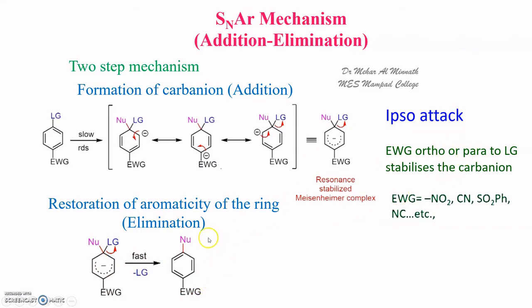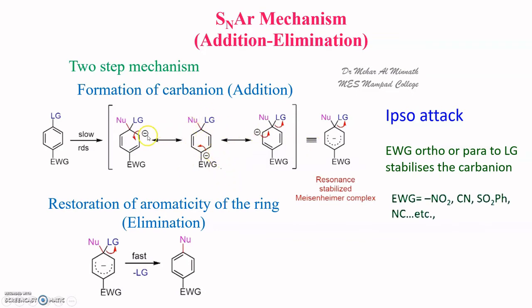Now, this reaction is possible. See here, we have put an electron withdrawing group para to the leaving group. This electron withdrawing group will stabilize the carbanion. You can see here, among the resonance structures, in one of the structures the negative charge is on the para carbon, wherein the electron withdrawing group is present. So this electron withdrawing group will pull the negative charge, or the electron density, towards itself, making the carbanion stable.